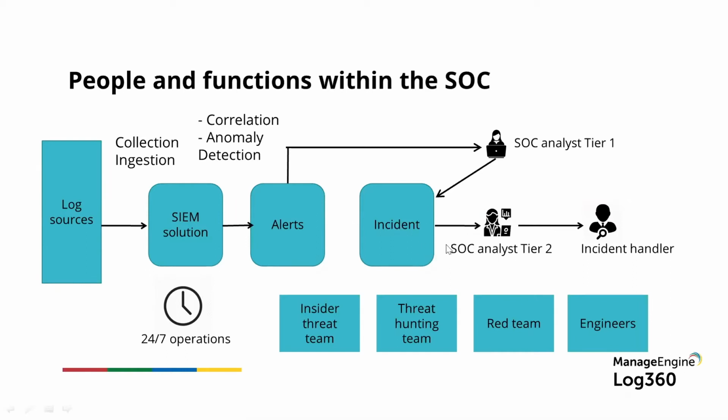Now, before sending these incidents to the tier 2 analyst, the tier 1 analyst sometimes also gives their view on the priority of the incident. So they may give some intelligence about which incident needs to be tackled first.